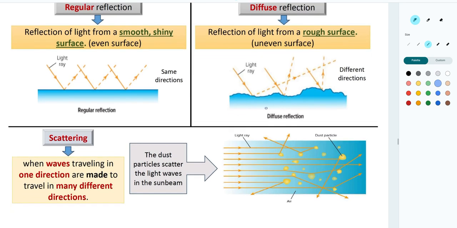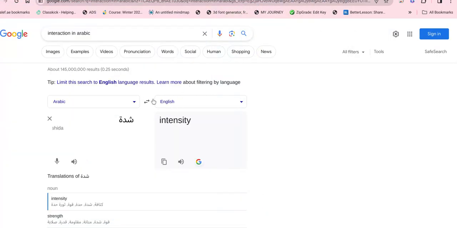Scattering happens when we have fog or when there's dust in the air. It's when waves traveling in one direction are made to travel in many directions. So all the light rays are coming in, let's say, from the sun, and they're bouncing or being reflected off of the dust particles. Some we can even see being reflected multiple times. So this one is coming in, being reflected, and then being reflected again. This is called scattering. Let's look at the word scattering in Arabic.